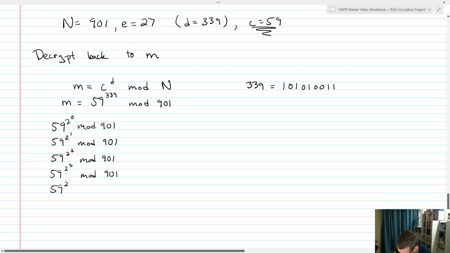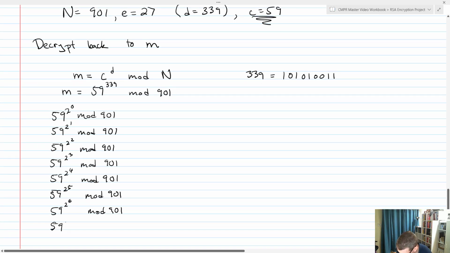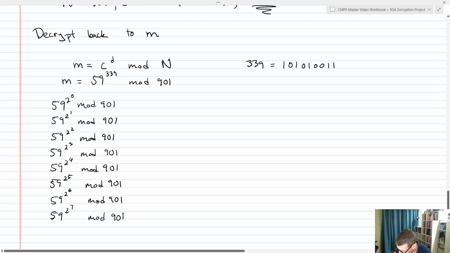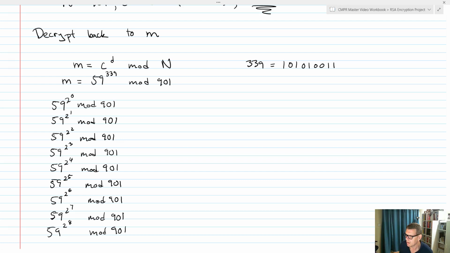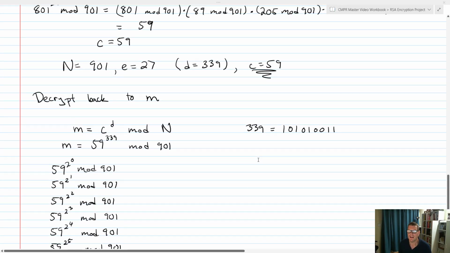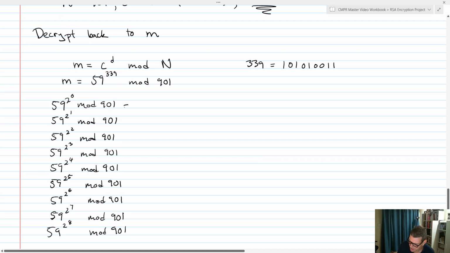I've got 59 to the 2 to the 4th, mod 901. 59 to the 2 to the 5th, mod 901. 59 to the 2 to the 6th, mod 901. 59 to the 2 to the 7th, mod 901. And then 59 to the 2 to the 8th, mod 901. And that completes everything that I need. At the end, I'm not going to end up needing the 2nd, the 3rd, the 5th, or the 7th, but just having them there makes this so much easier to actually calculate.